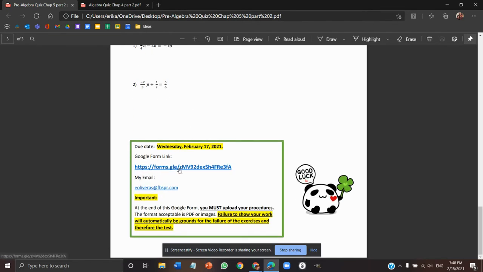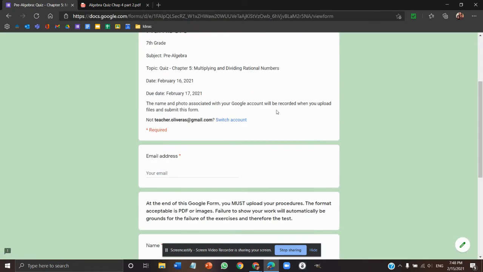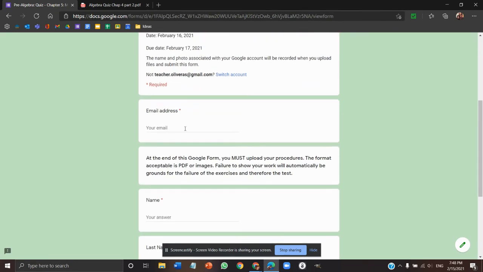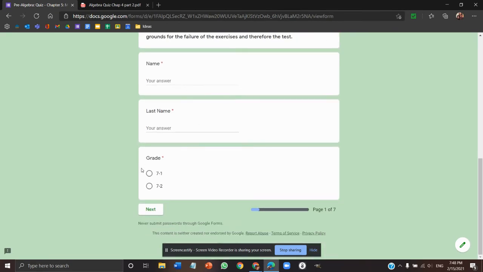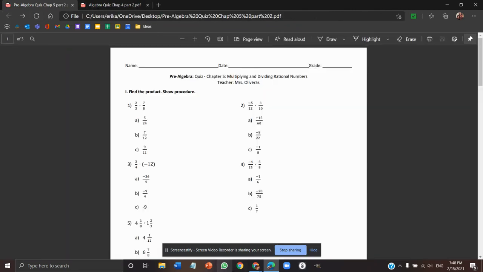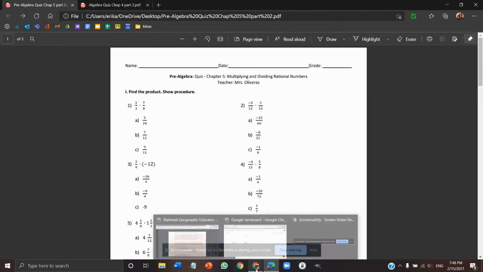This is your Google form. You're just gonna press there. You can see the Google form. You can put your name, your last name, your grade, and you can answer it part by part. So let's do some examples.